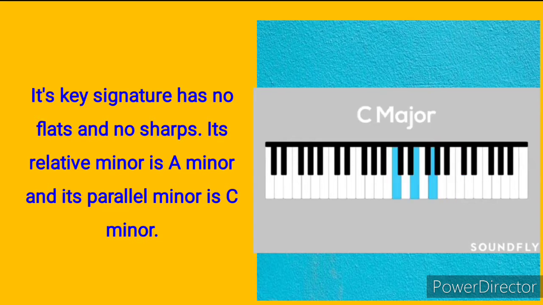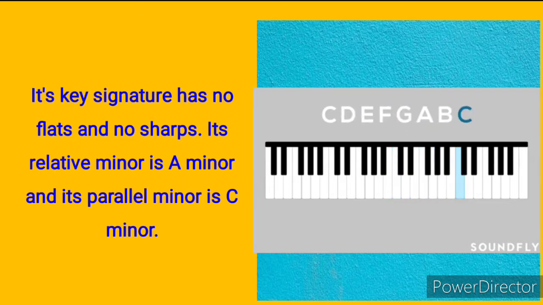So it's just C, D, E, F, G, A, B. To make it balanced, you have what we call what? C. So its key signature has no flats or what? Sharps. And like I said, its relative minor is what? A minor. A minor is relative to C major scale. And its parallel minor is C minor.